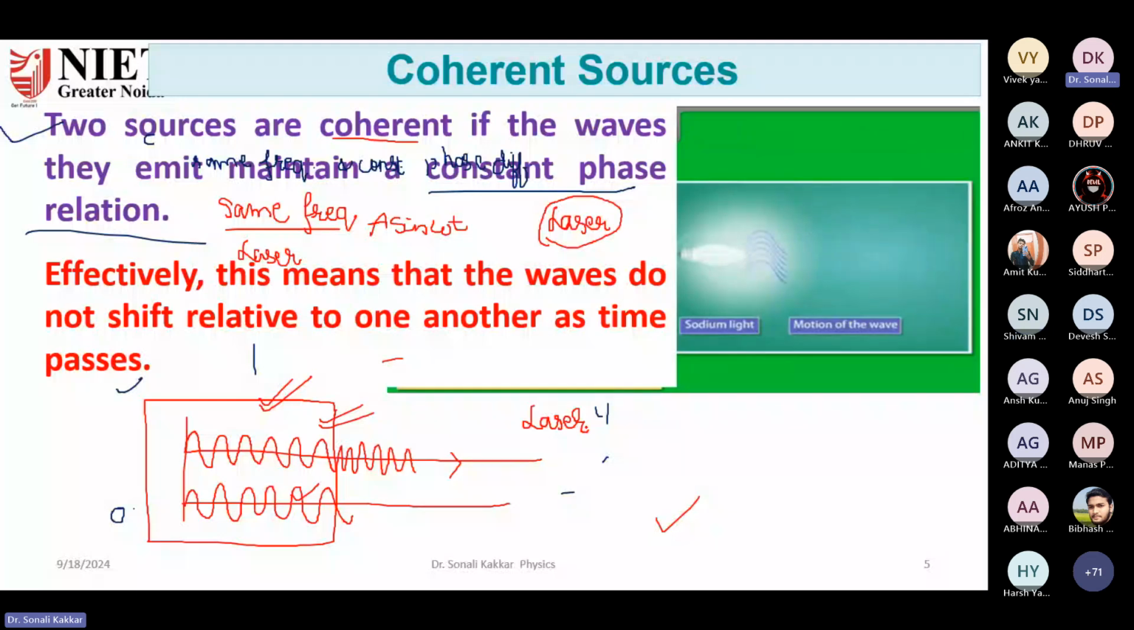Why normal light bulbs or light sources don't emit coherent light: you know how light is emitted from a light source? In tube lights, suppose at your homes there are tube lights. How is light emitted? Does anyone know?